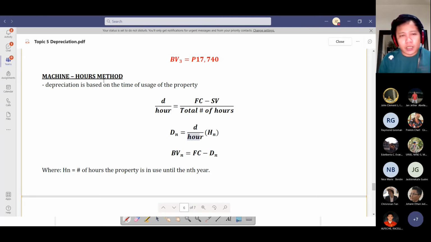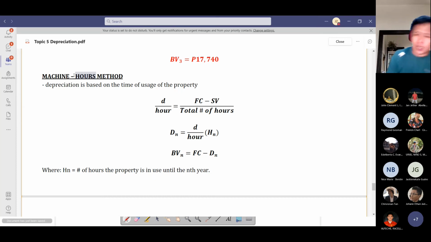So from the name itself, machine hours method. For this one, your depreciation is based on the number of hours the equipment is being used. So every time it is used, it depreciates. For this one, it is fixed per hour. Every hour that it is used, it depreciates.